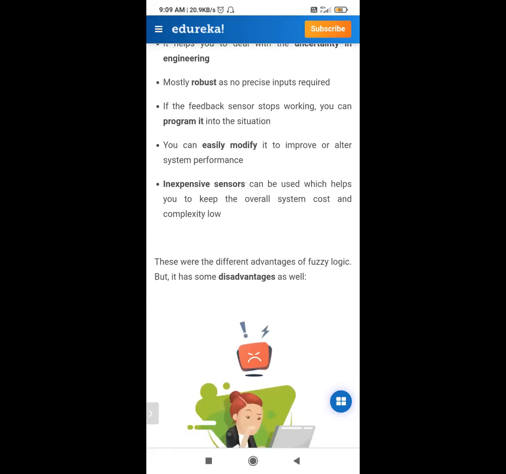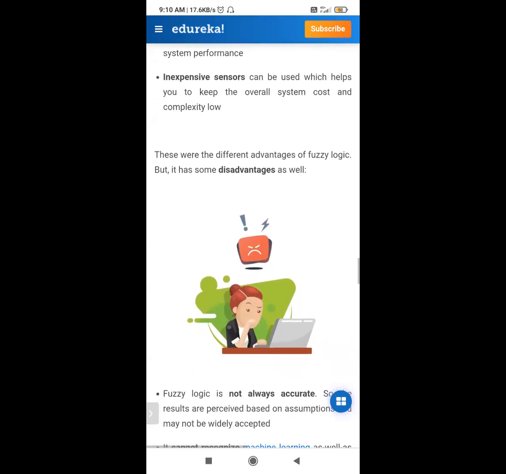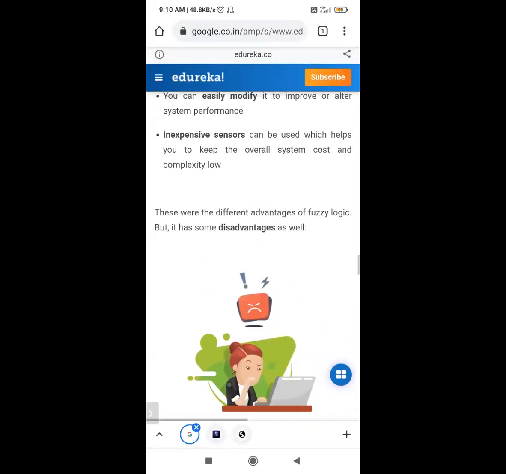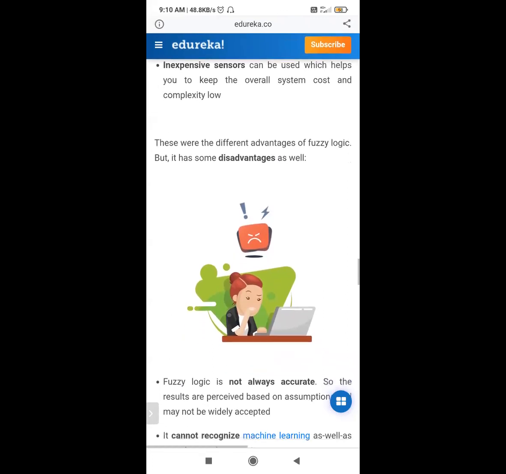Next one, we can use inexpensive sensors also here to decrease the system cost or the complexity. So not only expensive sensors, we can also use inexpensive sensors for reducing the system cost and complexity. Along with the advantages, we have some disadvantages also.